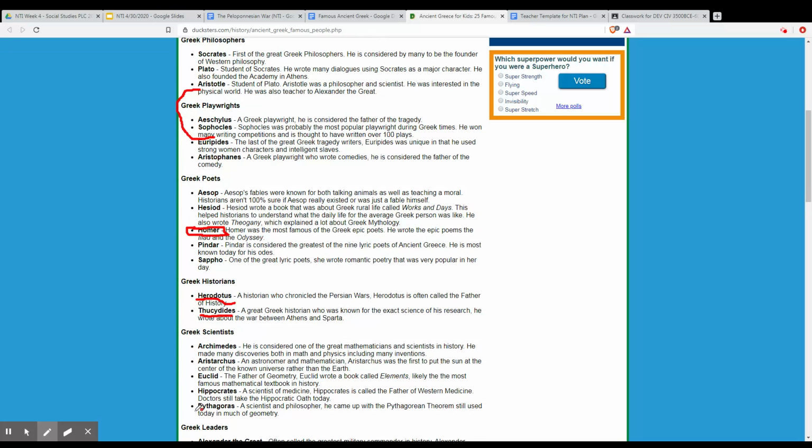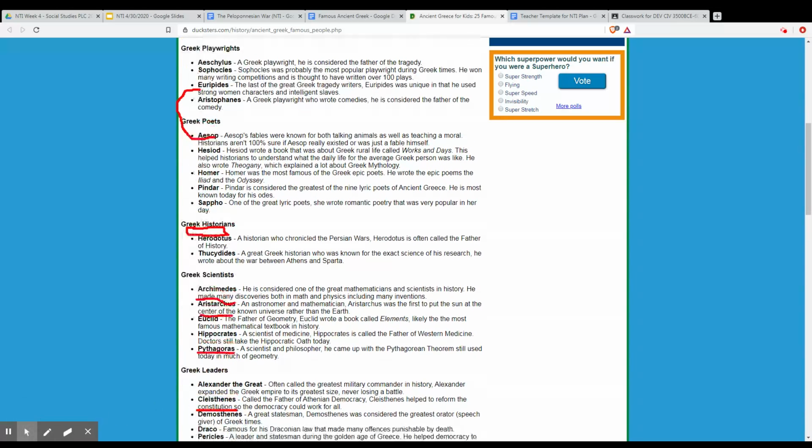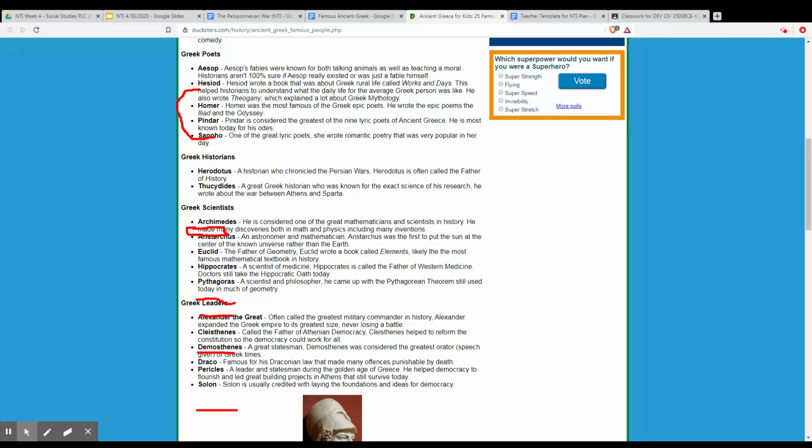If you really like math, you might want to pick Pythagoras or Archimedes, or one of these mathematicians that you have learned about. You know the Pythagorean theorem, which was started by Pythagoras, who was an ancient Greek. Or you might want to pick one of these leaders. We talk about Pericles a little bit in the Peloponnesian War lesson, so you might want to pick him.